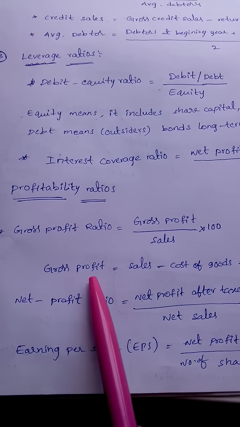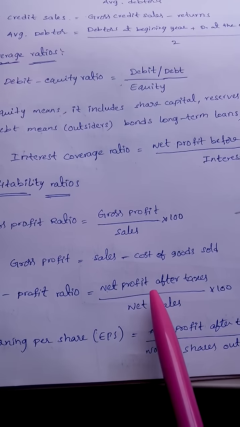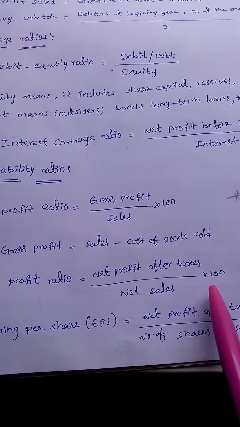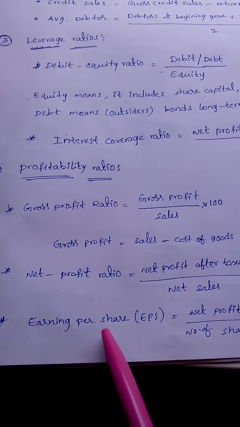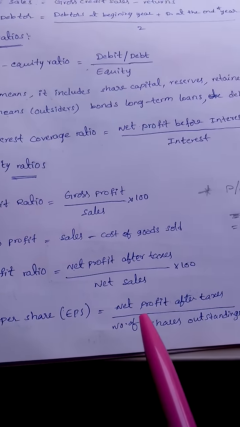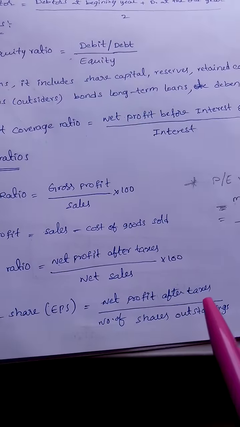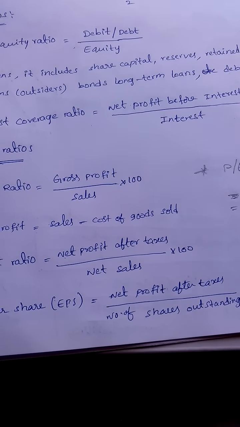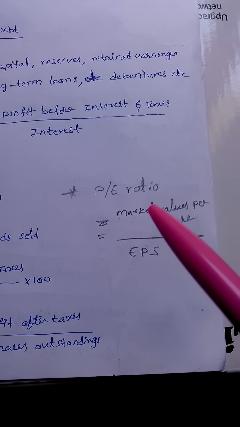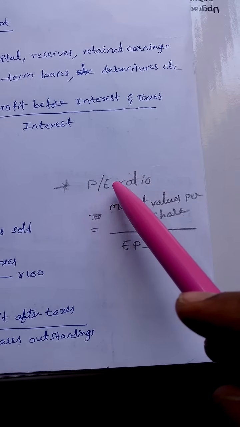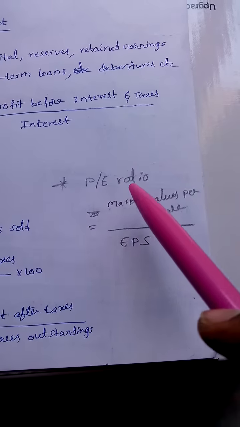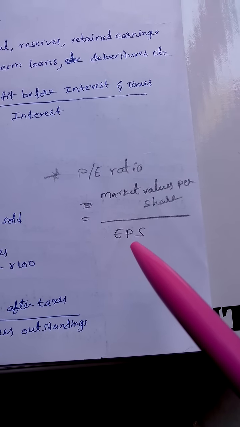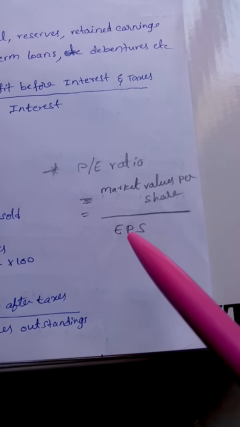Next one is net profit ratio. Here it is net profit after taxes by net sales into 100. And next one is earnings per share. The formula is net profit after taxes by number of shares outstanding. And the last one is P by E ratio. It is nothing but price earning ratio, that is equal to market value per share by EPS, earnings per share.